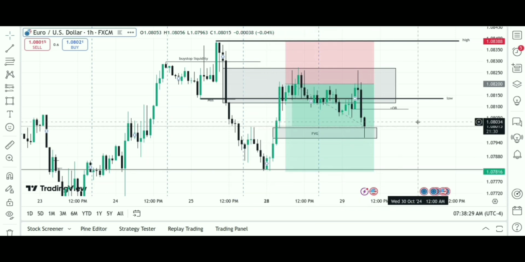So guys, you have to practice, you have to backtest for you to understand how this displacement works.